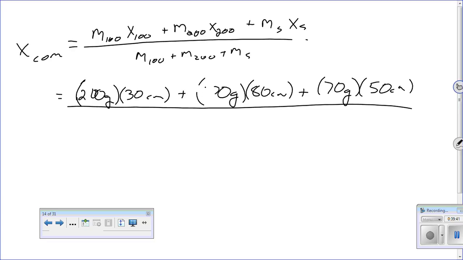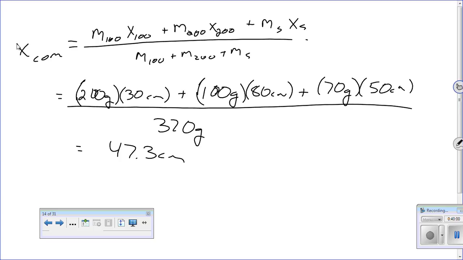200, 100. Thank you for catching that. Okay, and then divided by 370, right? Good? So if you do this, you get, what is it, 47.3? All right, hold on. How can we check it? See if it balances, right?